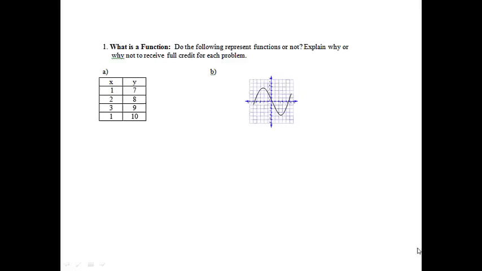Function. Do the following represent functions or not? Explain why or why not to receive full credit for each problem. Okay, A is a table.